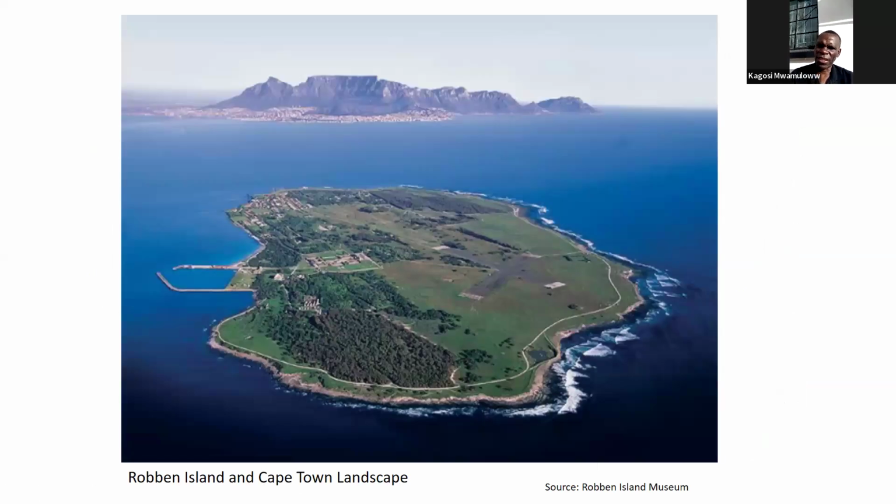Yes, so that is an example of Robben Island, and you can see that this World Heritage Site has not been spared from the effects of climate change. You can see the coastal waves which are attacking the edge or the shoreline of the coastline of Robben Island. Next.